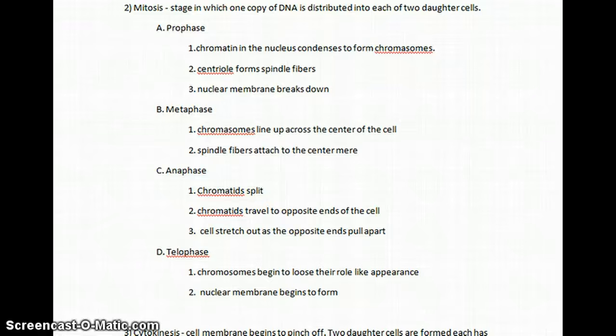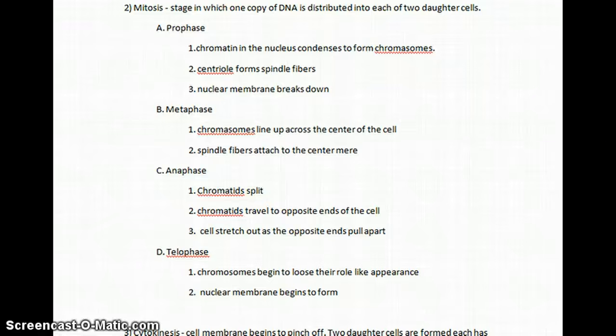Step 2 is metaphase. The chromosomes line up across the center of the cell. Spindle fibers attach to the centromere in the chromosomes. Step 3 is anaphase. Chromatids split and travel to opposite ends of the cell, and the cell stretches out as the opposite ends pull apart.